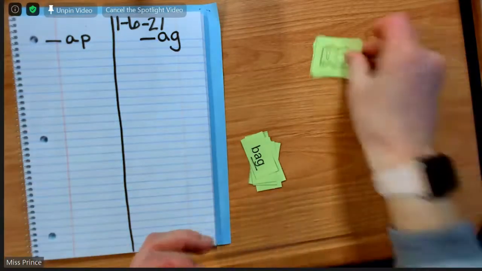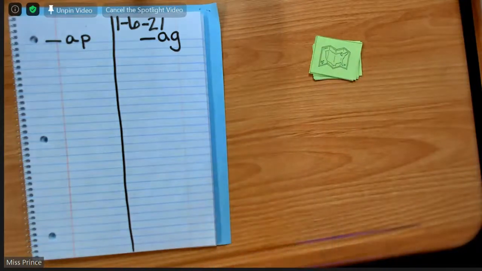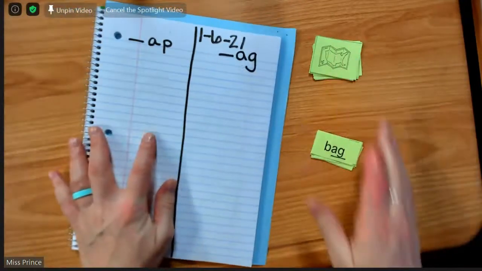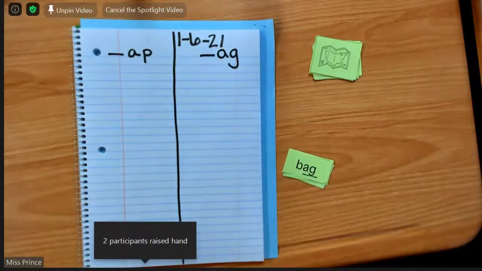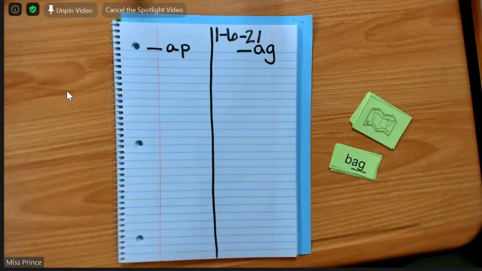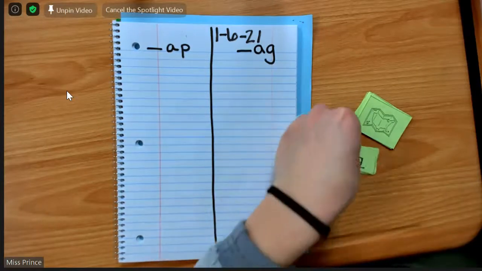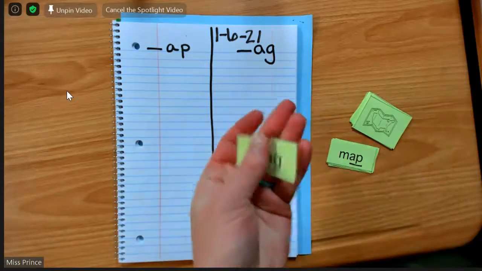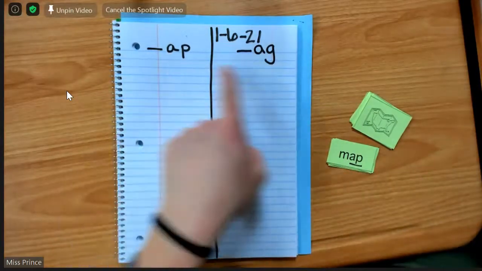So Landon's ready. His hand is raised. Landon, you got done before me. And Mason's ready. Nice job. Order on my screen, but I'll make sure to start with somebody that's raising their hand so that if you're not quite ready, you can glue them as we go. Mason, this is your word. I want you to say the word and then tell me if it goes in app or ag.